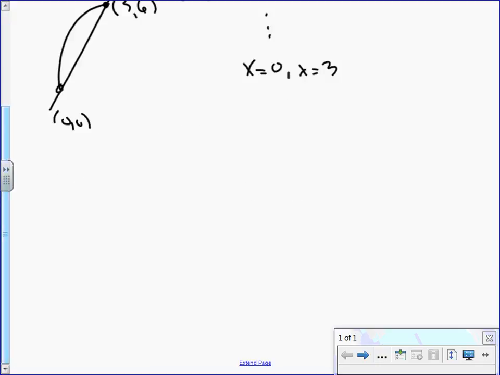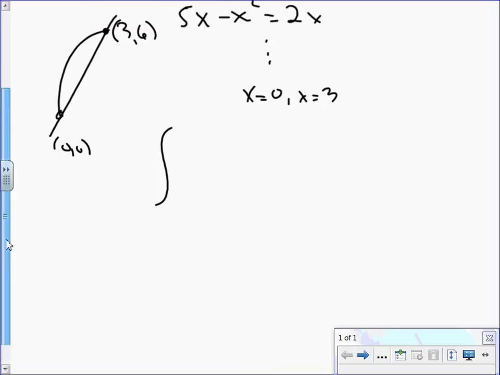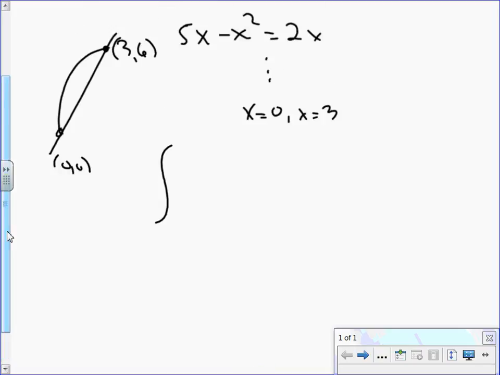And to find the area, you add up, yes, a bunch of rectangles. And how tall are the rectangles? They're this tall, which is the parabola minus the line. Whatever way you've numbered them, okay? So the parabola is 5x minus x squared minus 2x dx. Now, we have to evaluate it from 0 to 3.